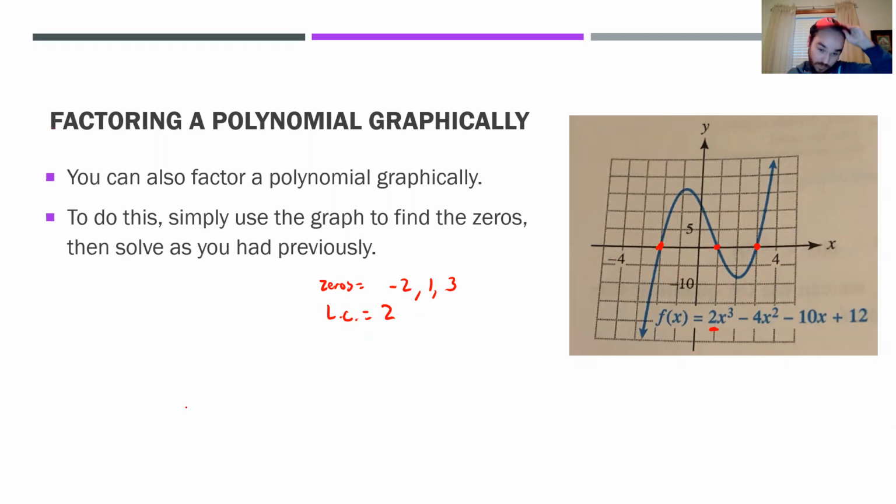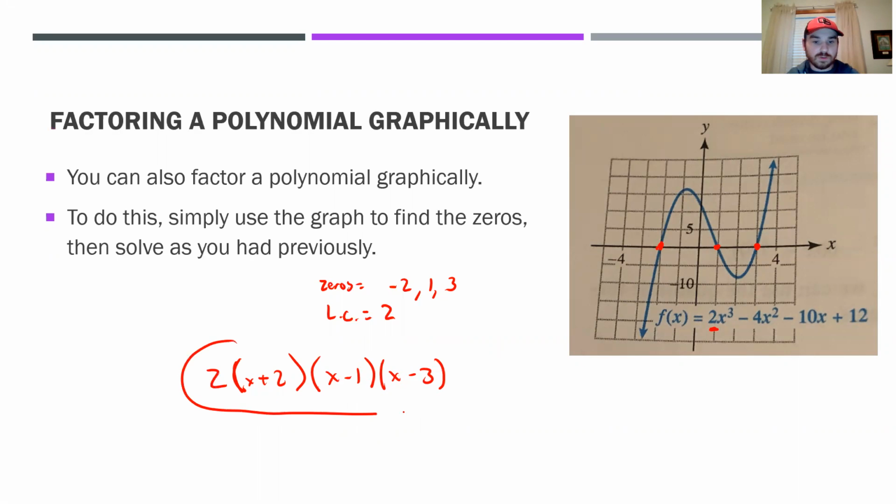So we can start by getting our factors. We've got an x plus 2. That gives us our -2. We've got an x minus 1. That gives us our +1. We've got an x minus 3. That gives us our +3. And then we need to multiply by the leading coefficient. So we have 2, right, like that. And that's all you have to do for these ones.